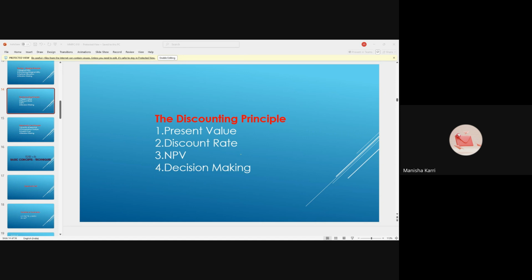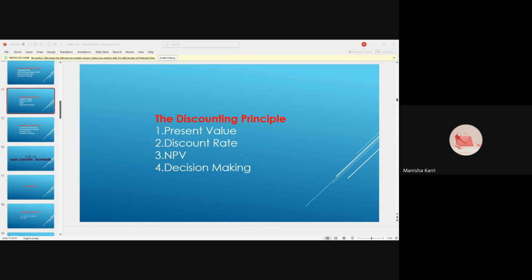Coming to the next one, NPV, which is net present value. Here the discounting principle is used to calculate the NPV of an investment or project. The NPV is the difference between the present value of cash inflows and the present value of cash outflows associated with the investment. A positive NPV indicates that the investment is expected to generate a return greater than the discount rate, making it a viable investment.